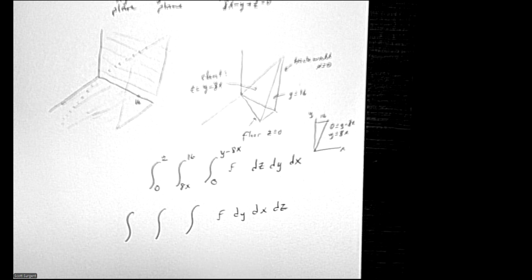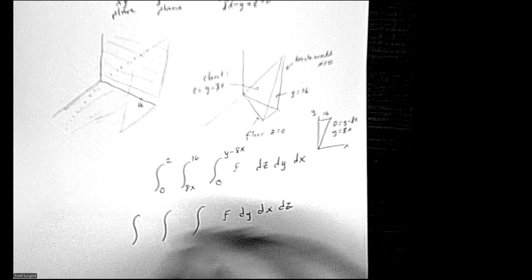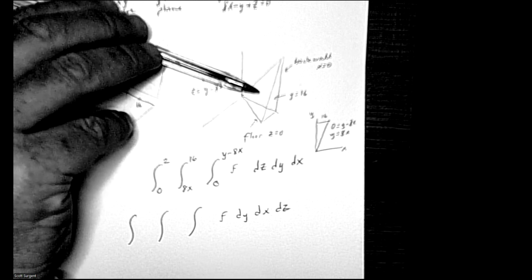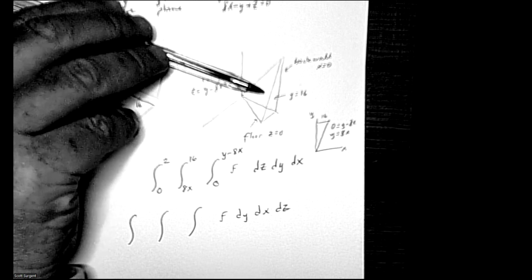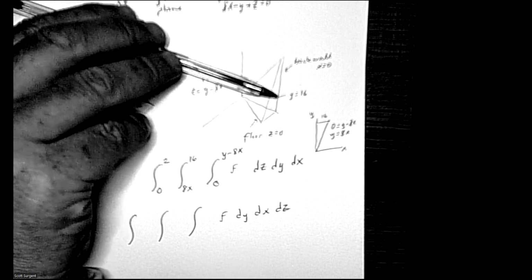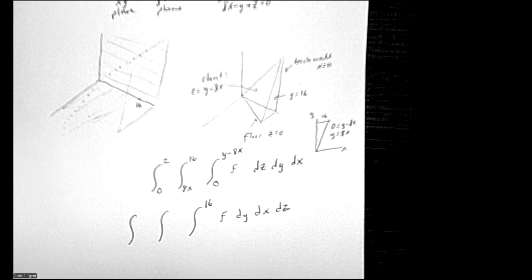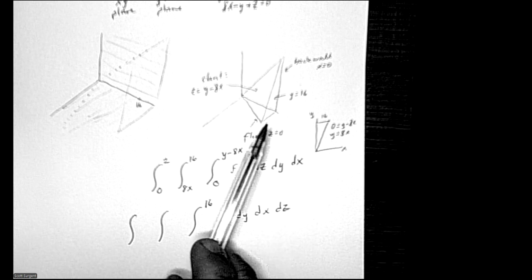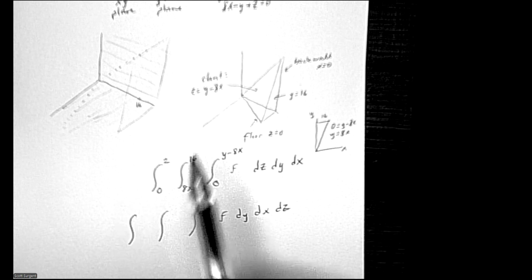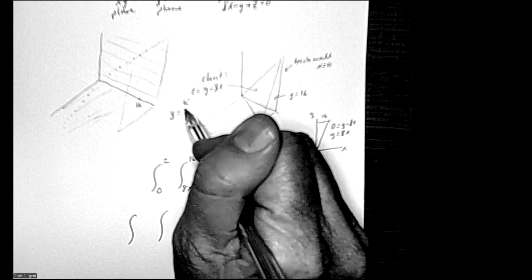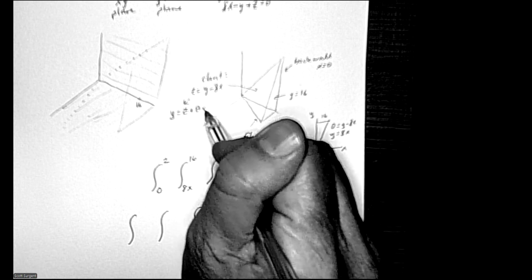So I'm going to picture an arrow coming in the positive y direction. It's coming this way. It's going to hit this slanting plane first. That's going to be my entry bound, and it's going to leave at 16. Well, that's easy. But where does it enter? What I need to do is take this expression and solve for y. So I would get y equals z plus 8x.